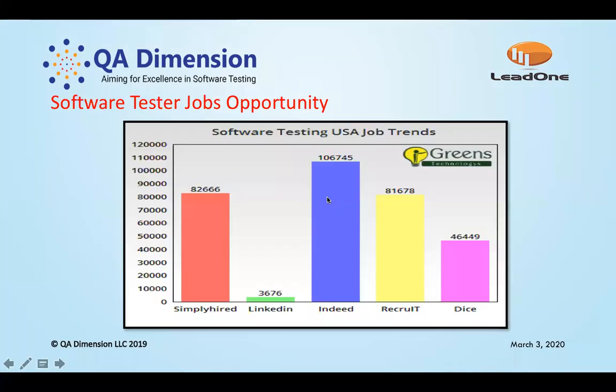Okay. So here is the money factor. Look at the software testers job opportunities. These are different job portal sites, right?